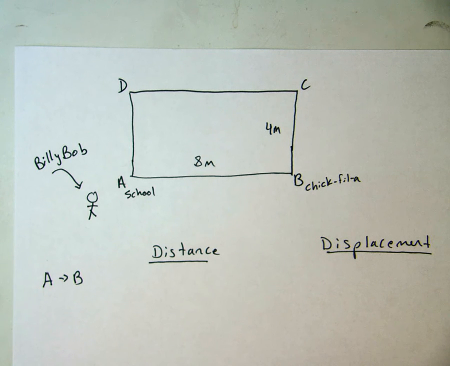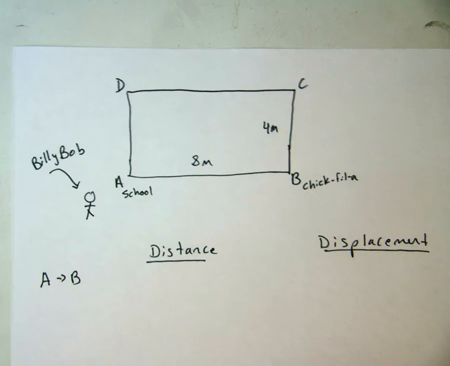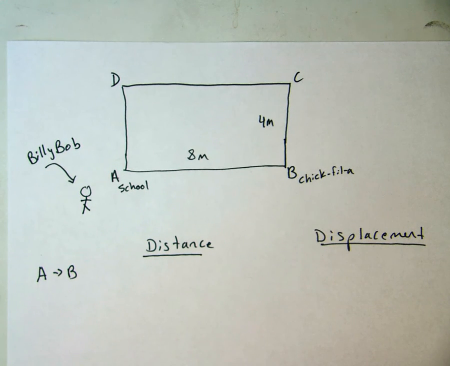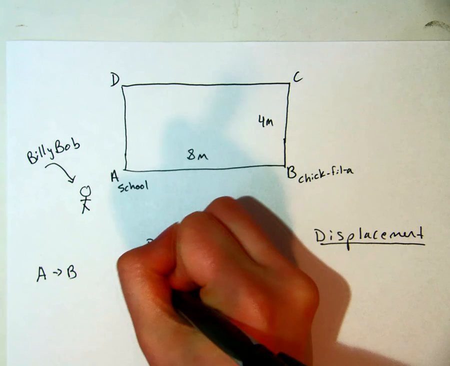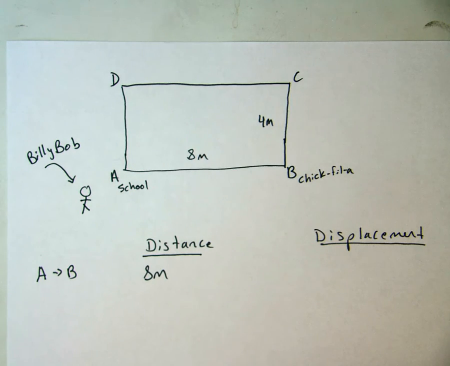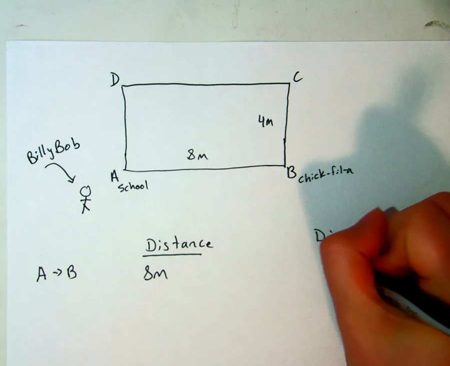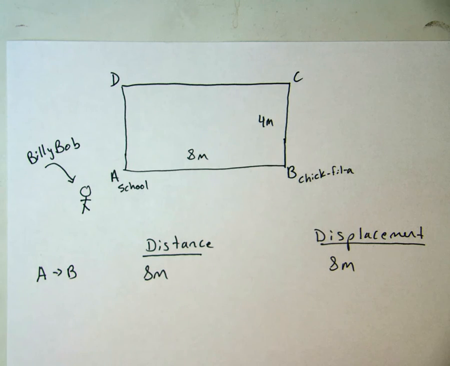So Billy Bob is hungry. He leaves school. He goes to Chick-fil-A. How far did he travel from A to B? So we need our distance and our displacement. Well, this is going to be really easy. Our distance is just 8 meters. That's how far he traveled. Our displacement from A to B is still 8 meters. But remember, what's the other thing displacement has to have? A direction. Well, then how do we determine direction from this?